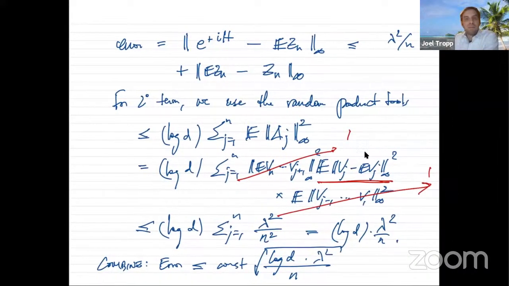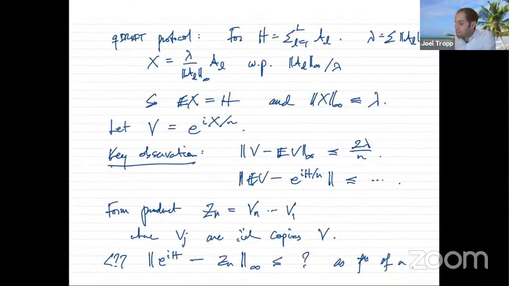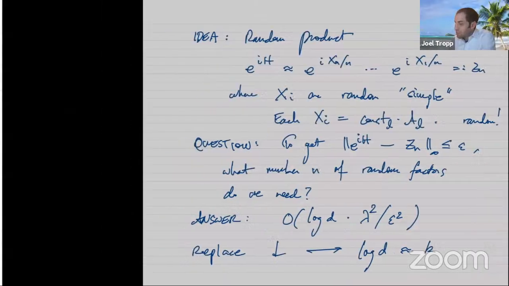Just a couple of questions that I had before we go to the other one. So the first error bound in the first term is just the usual Suzuki-Trotter error bound. Yep. That's right.